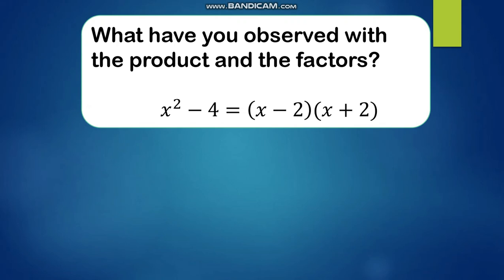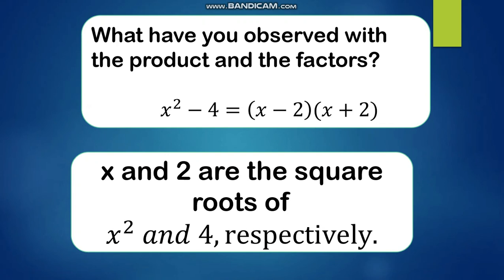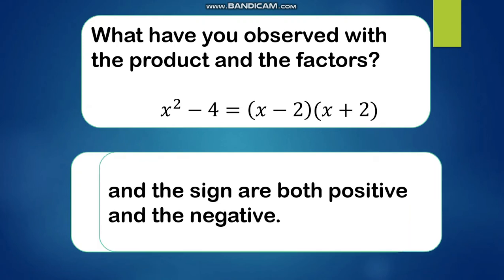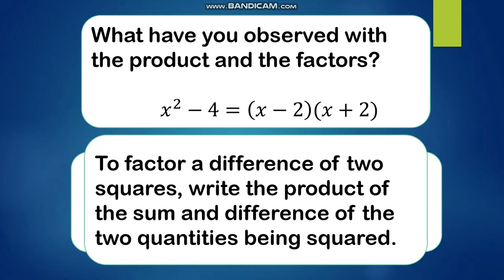Now, what have you observed with the product and the factors? Have you observed that x and 2 are the square roots of x squared and 4, respectively? Have you observed that the sign of the factors are both positive and negative? So, to factor a difference of two squares, write the product of the sum and difference of the two quantities being squared. Is everything clear about finding the factors of the difference of two squares?